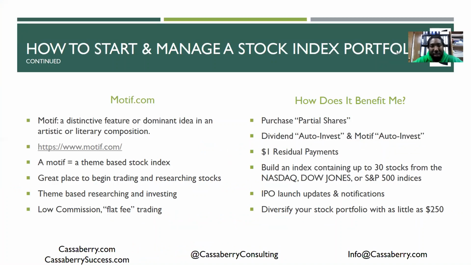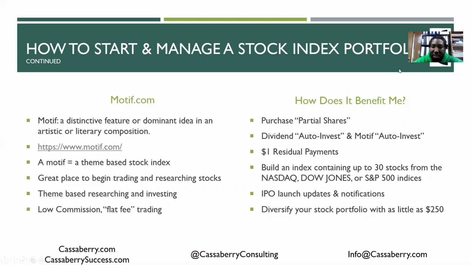So let's say you went to buy into Amazon and Amazon was $1,600 a share and you only had $300. You could buy $300 worth of Amazon as opposed to having to wait to save up the $1,600. You can auto invest your dividends and also auto invest into your motif. So you can set it up where you don't even have to check it every 2 weeks or whatever amount of time. Money goes straight from your account to your motif, or your dividends from your stocks are automatically invested into another stock for you, and that's commission free as well.